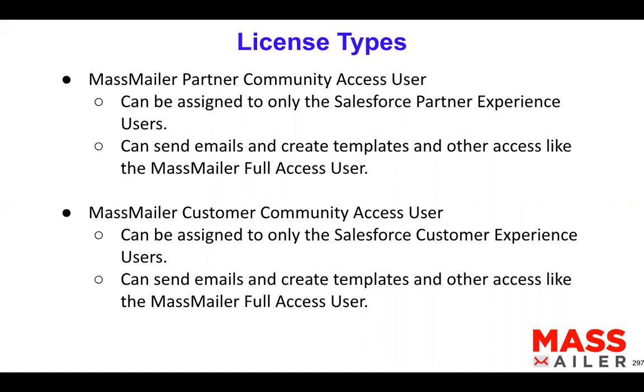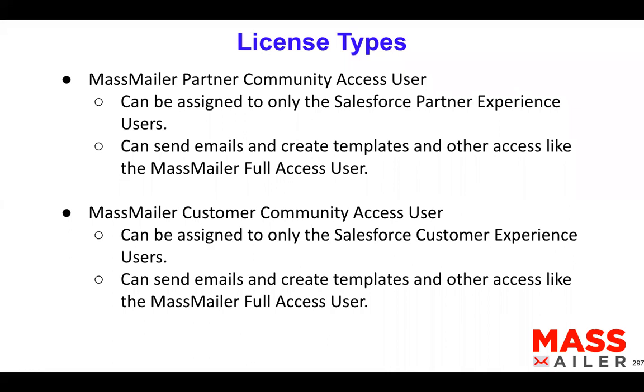For example, customer community access user cannot access campaign in Salesforce. That's a standard behavior. And also cannot access leads. But the partner community user can access leads. So that is the Salesforce level of access. But when it comes to MassMailer, both the users can actually send emails. They can create templates. They can create list views. So pretty much like full access user access, what you would see for the partner and community.